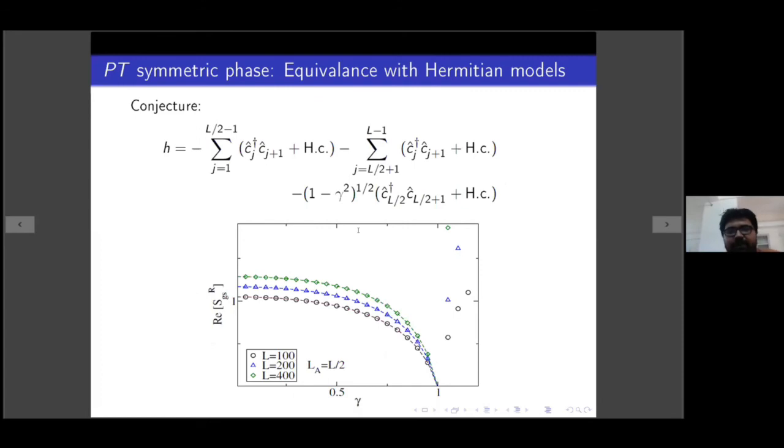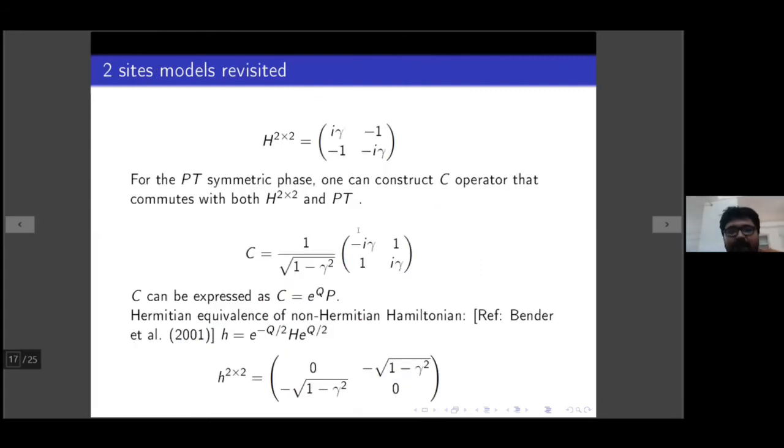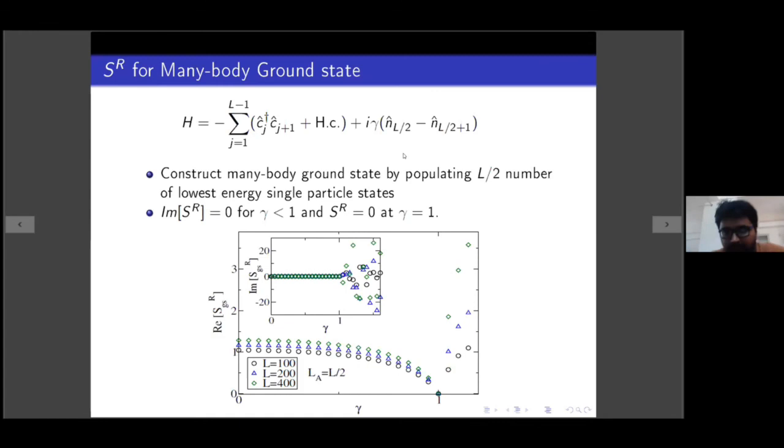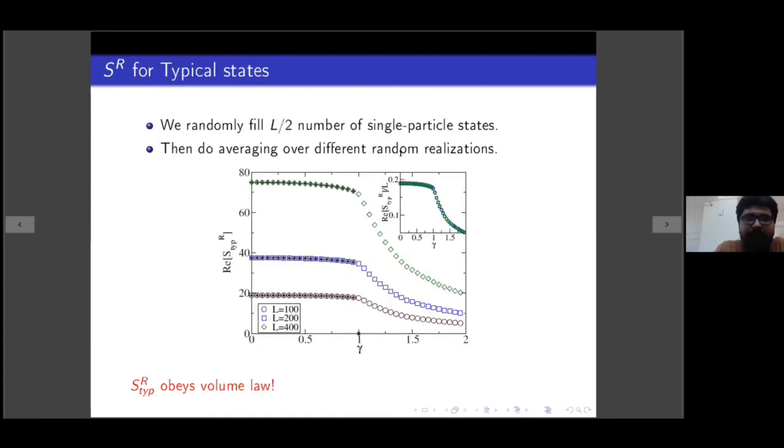So this gives us a motivation for why this Hermitian model is a good equivalent model for the initial non-Hermitian model we started with. Okay. Then we did not stop there. We looked at the typical states, entanglement entropy for the typical states, where the idea is again very simple. You just populate L by 2 single particle states, but you do it randomly and then take many random realizations.